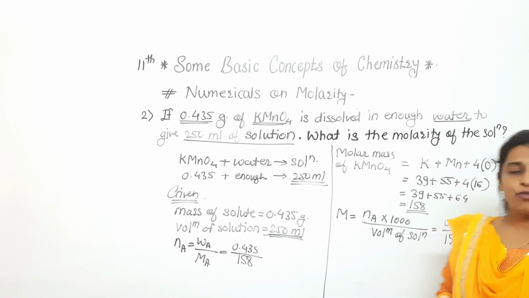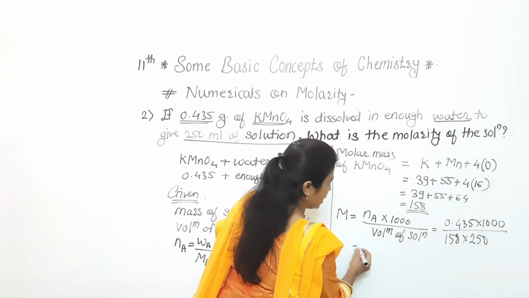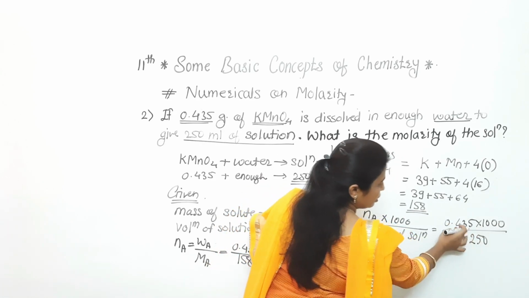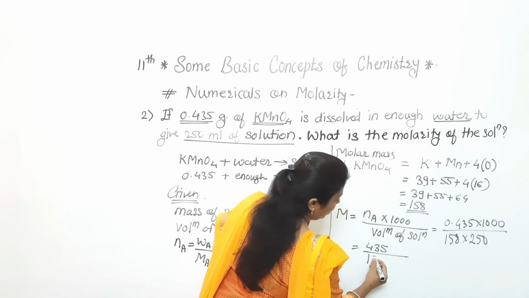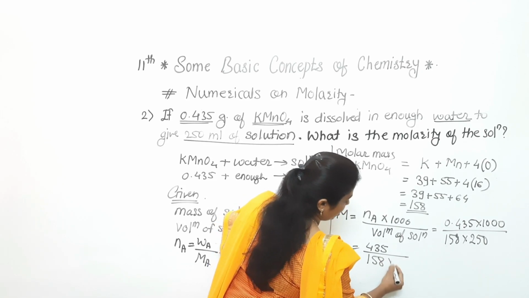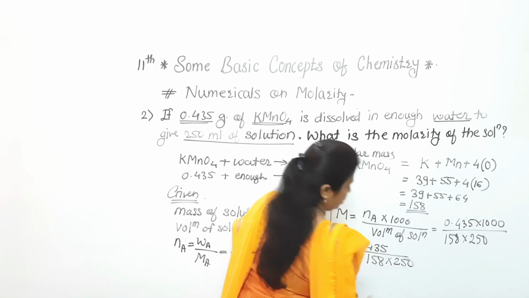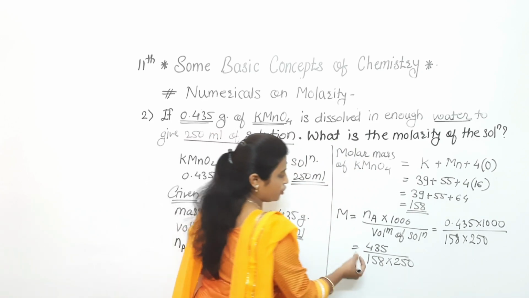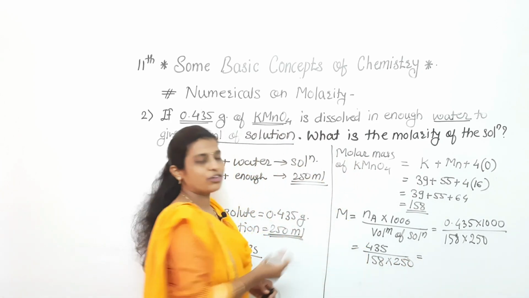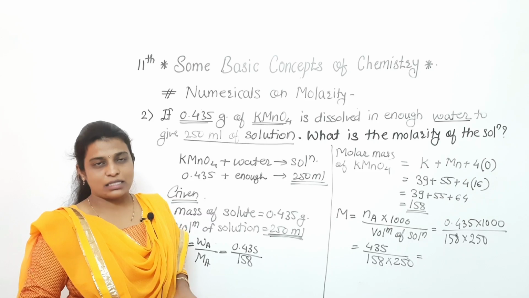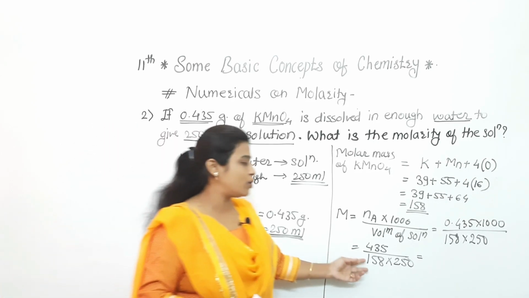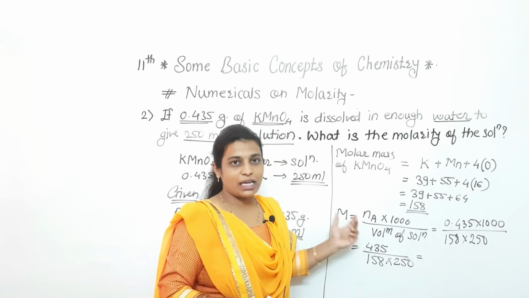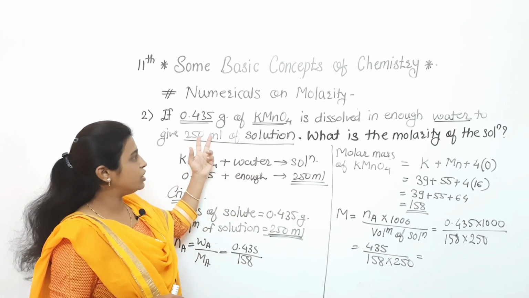Clear to everyone? If we consider this calculation part, in that this 1000 if we multiply to this one, it gives 435 divided by 158 into 250. Simply, now see, if we do this calculation here, after calculation you will get the answer. So here we have completed our second example. Hope you will calculate this and you will get the idea about the molarity of this question.